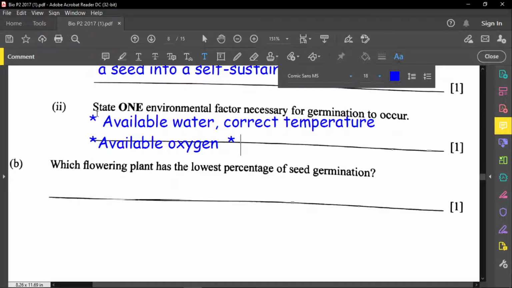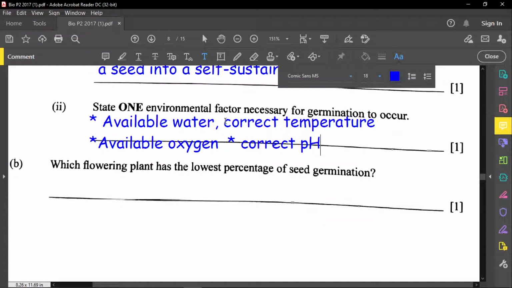Also, the pH is also important. The correct pH is also important. For some plants, they are pH sensitive, so yes. So the pH level can also affect germination. So I'm going to put here correct pH. So the correct pH, and pH is a lowercase p, uppercase h, okay?